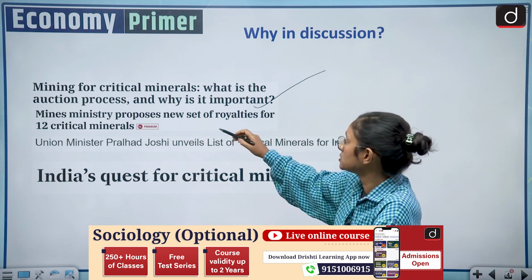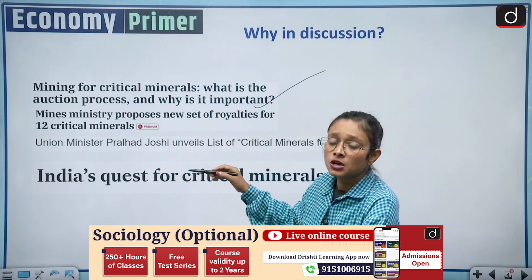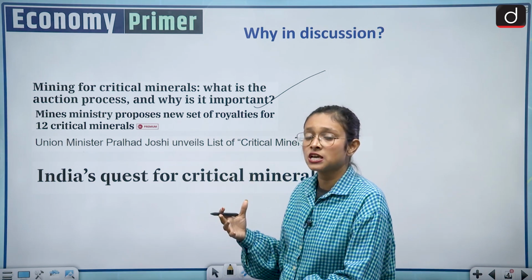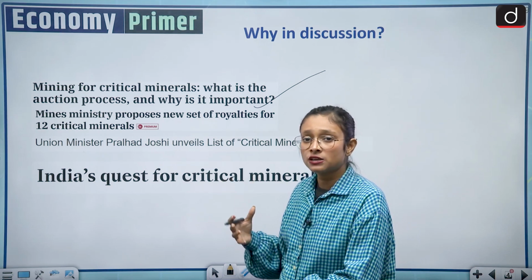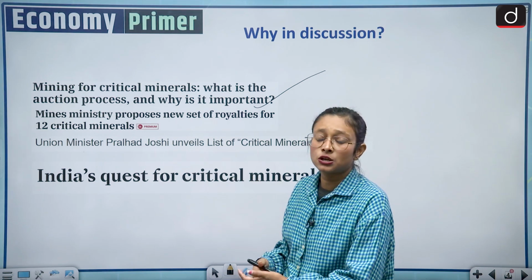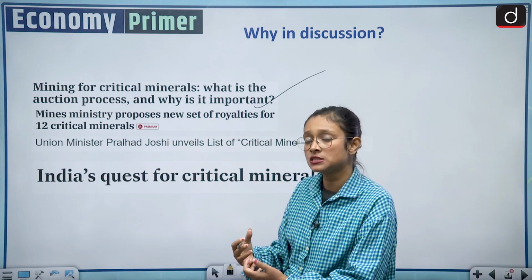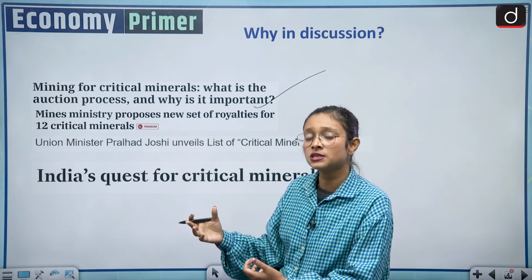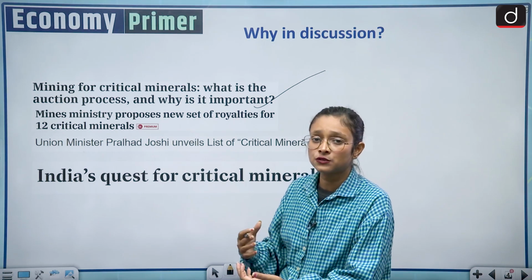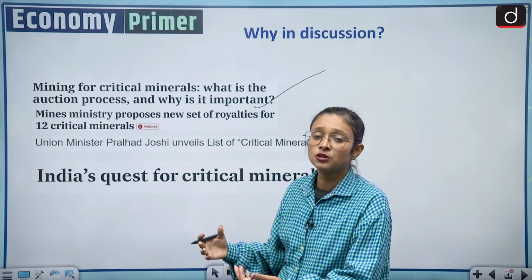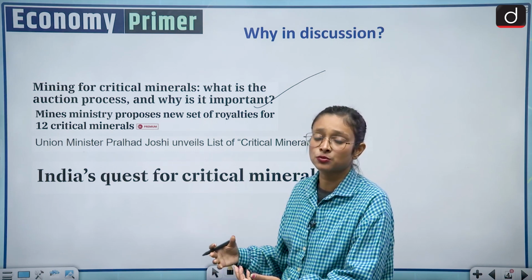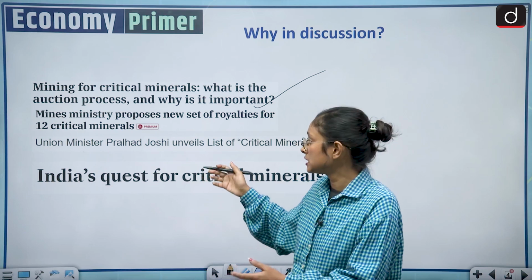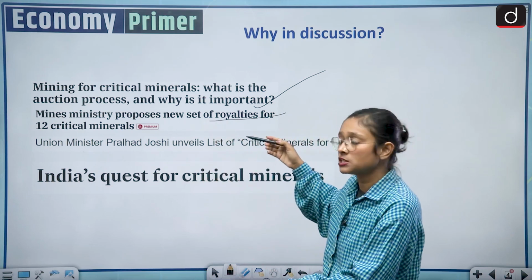Then, the Mines Ministry proposes a new set of royalties for 12 critical minerals. Recently we have also seen that out of 30 minerals, 12 have been set for royalties. These royalties will help states know their revenue and how much they are earning from these critical minerals. Suppose tungsten is there, cobalt is there. Different states have different kinds of critical minerals, and they decide different royalty rates for different minerals depending upon the economic importance and the extraction process. It helps states garner so much revenue from these minerals. That's why these revenue and royalty policies are very important.